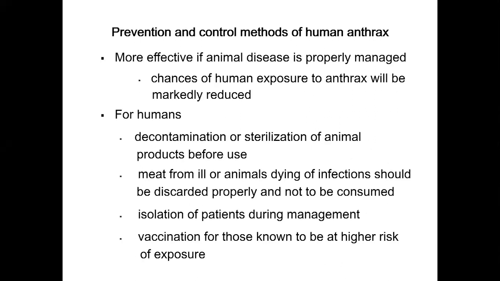Then the aspects of prevention and control of human anthrax. Again, we have to look at the animals because they are usually the ones that transmit the organisms to humans. And all the measures that are taken against human anthrax will be more successful if the illness is managed at the animal level. So one needs to contact the various authorities that deal with animal disease, and where there's an outbreak, they have to manage their part so that chances of human exposure to anthrax will be markedly reduced. But all in all, generally for humans, the decontamination or sterilization of animal products should be applied before they are used.